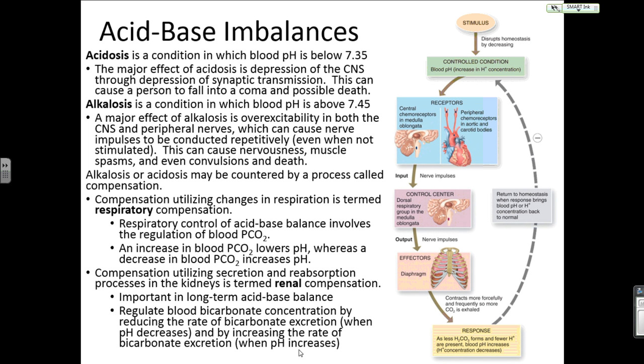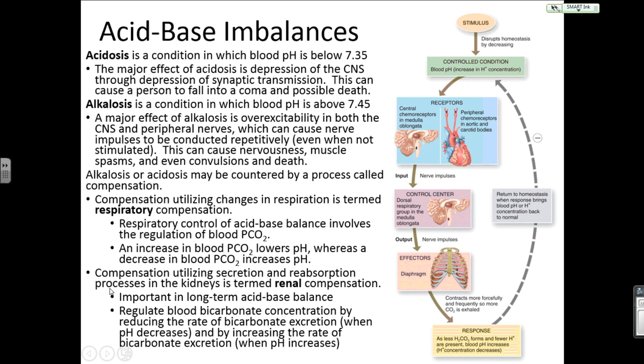And that's what we're looking at over here with this feedback loop. We have a decreased pH because hydrogen ion is increased. The receptors we learned are peripheral and central. We've talked about this before. Output causes us to breathe faster. More CO2 is exhaled, pH will go up, and therefore we return back to normal. Negative feedback in a nutshell.